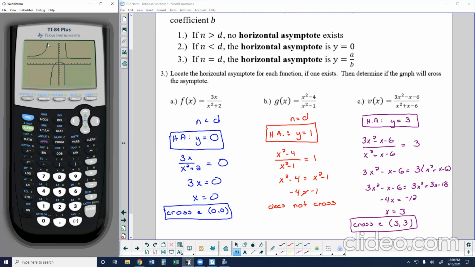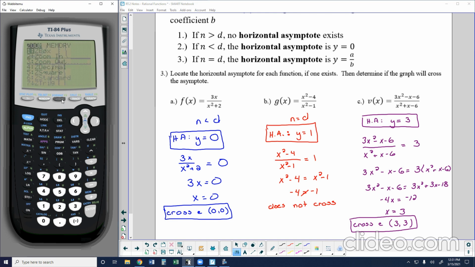I can see over here to the left of the graph, it is approaching that horizontal asymptote, but not crossing it. I can see over here to the right, the graph comes below the horizontal asymptote. It crosses, and then it comes back up. It gets increasingly closer to that line y equals 3, but this time from the bottom.